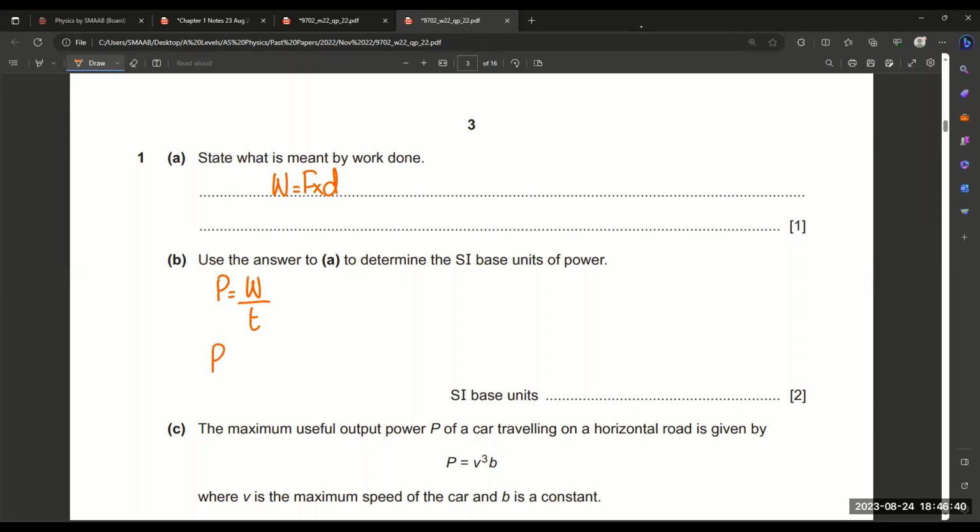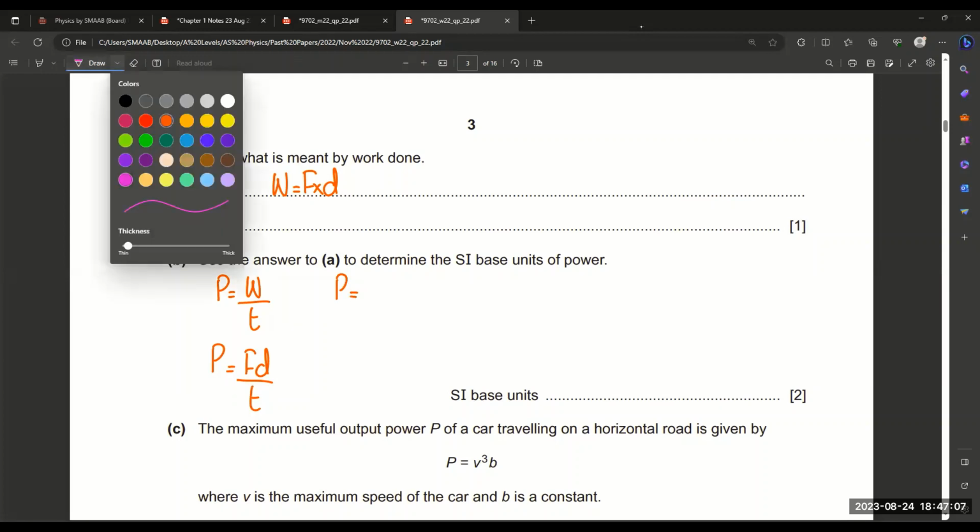We use the concept because they mention to use the answer to A to determine. So W is equal to FD, so we may also consider this formula like this, FD over T. So this is a derived unit, and then we are again coming towards the basics. Now you are able to write the SI units, and we know the SI units of force and all the things.